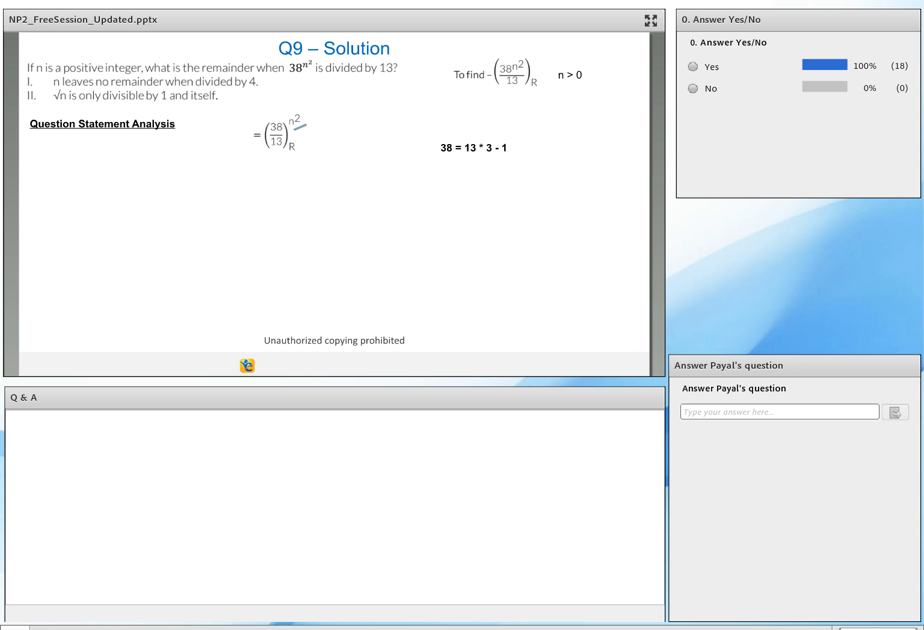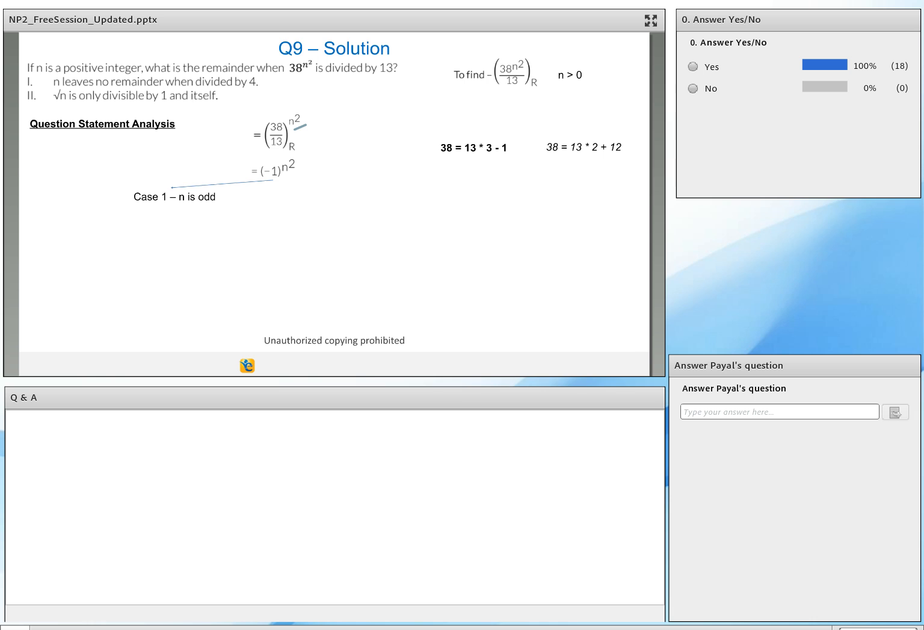So luckily, and again, it's not really luck here. The test maker has consciously selected the numbers 38 and 13 so that you can utilize that negative 1 remainder here. That's a conscious decision by the test maker. He wants you to apply that particular method here. So instead of having 12 as the remainder, what you get is minus 1 raised to the power n square.